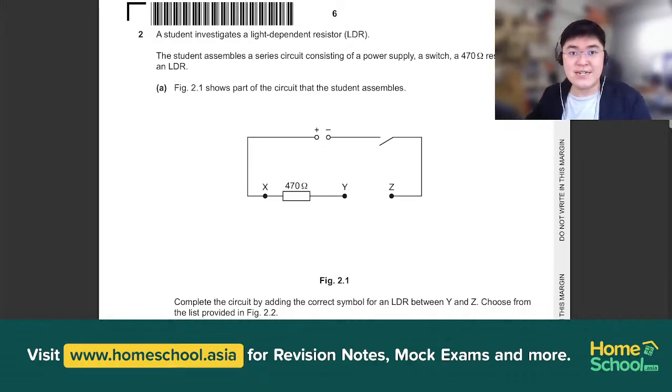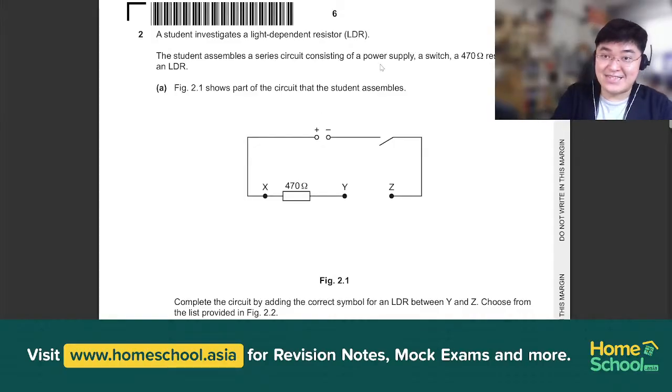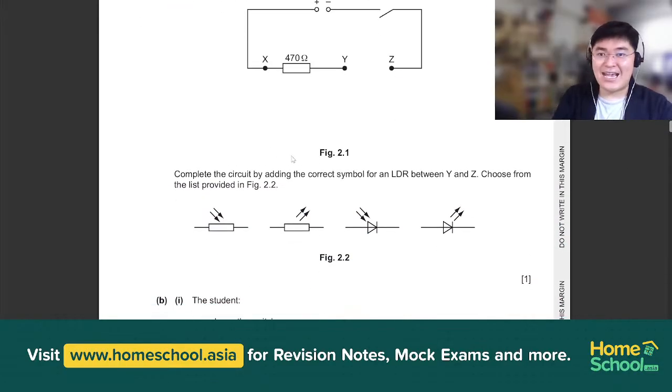Question number 2. A student investigates a light-dependent resistor, or an LDR, and assembles a series circuit consisting of a power supply, a switch, a 470 ohm resistor, and an LDR. Figure 2.1 shows the part of the circuit that the student assembles. We are to complete this circuit by adding the correct symbol of an LDR between Y and Z, from the list provided.